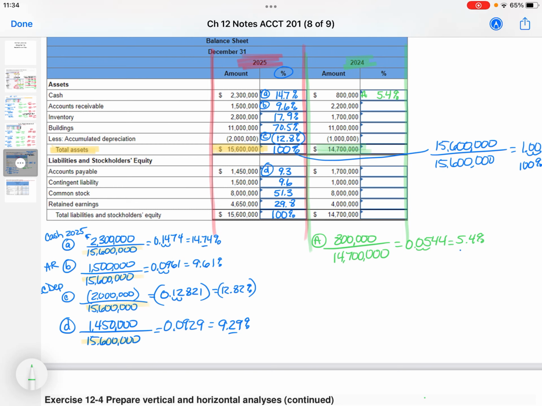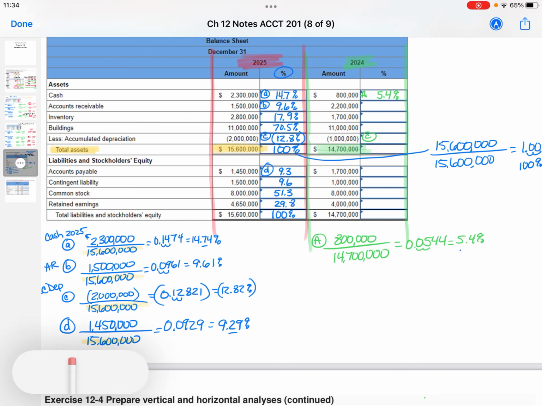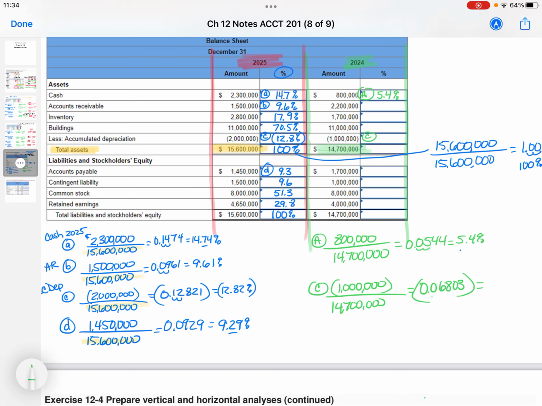And you continue on with this one. Let's look at, especially this one, we'll call this one the big letter C. So I did A, and now we'll do the big one for C here. It's a negative 1 million divided by 14.7 million. So a negative divided by a positive, my result in your calculator gives you 0.06803. It's negative. So that gives us 6.8% negative. Very important that we remember those positives and negatives.